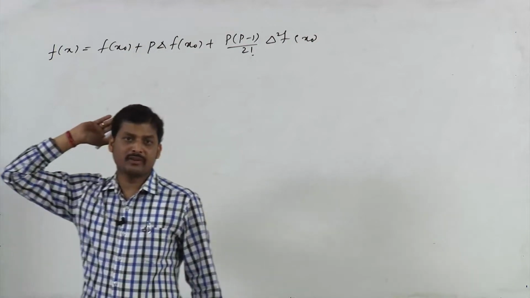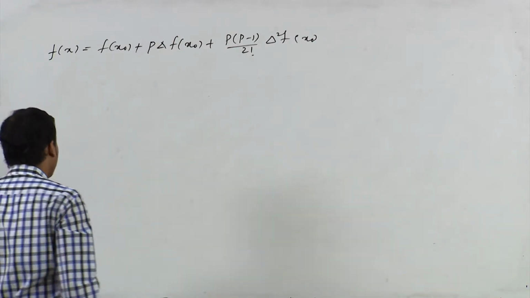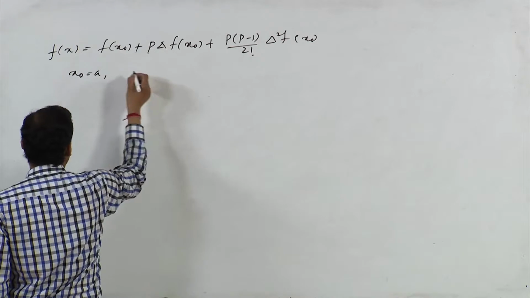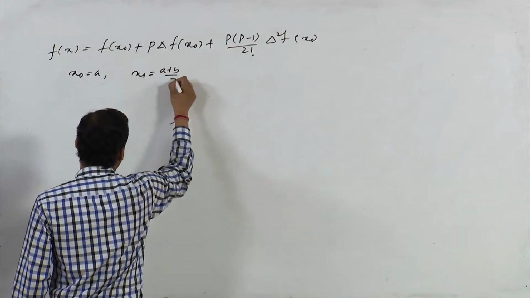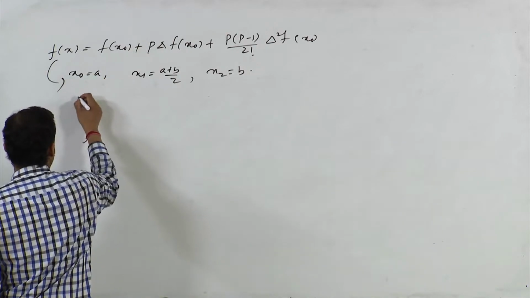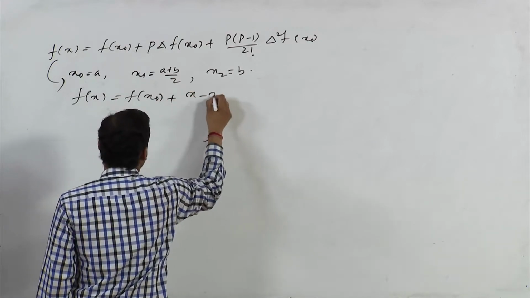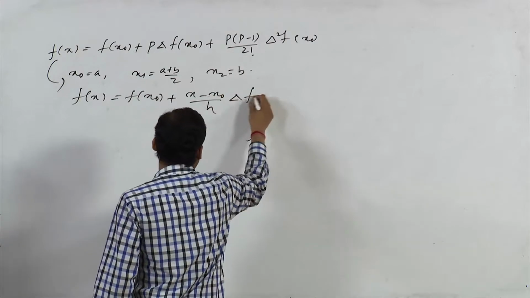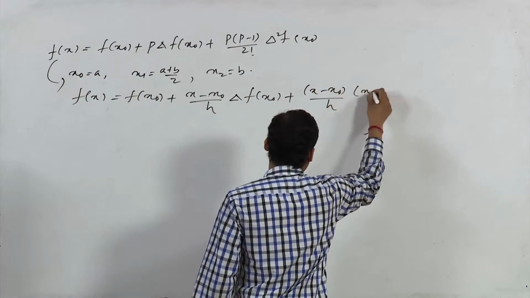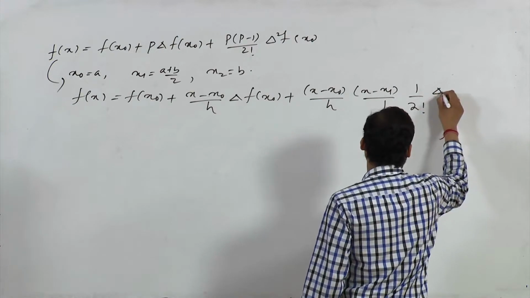Since this function is approximated by a polynomial of degree 2, the higher powers will give you 0 values. So, in terms of x, since we have 3 points, x0 equals a, x1 equals a plus b by 2 and x2 equals b, if we rewrite this formula, it can be written as f of x equals f of x0 plus (x minus x0) by h delta f of x0 plus (x minus x0) by h times (x minus x1) by h, times 1 by 2 factorial, del square f of x0.